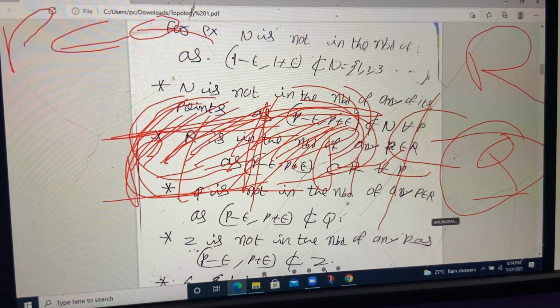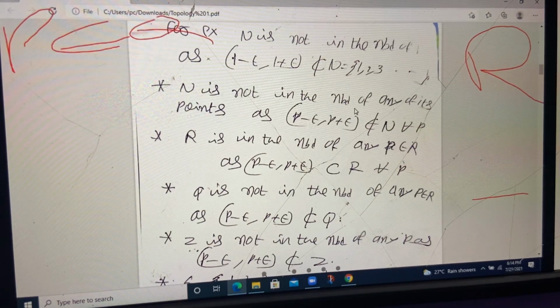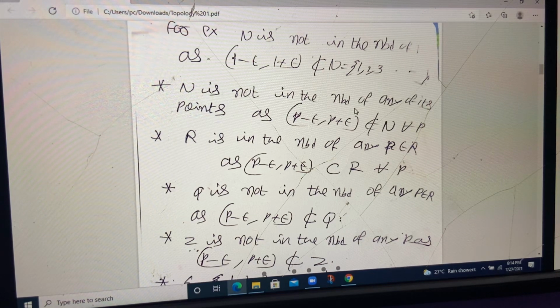Therefore, we say that P is not an interior point. And Q is not in the neighborhood of what is P? Any rational number. Therefore, we can say that no rational number is an interior point and Q is not in the neighborhood of any of its points. R is in the neighborhood of every point, but Q is not in the neighborhood of any of its points. That's what we have said.